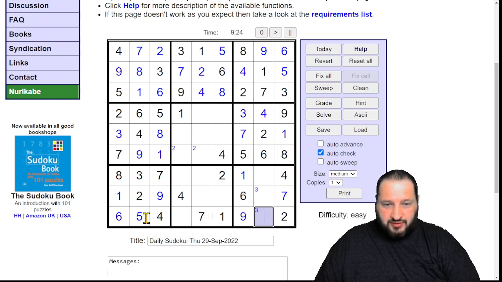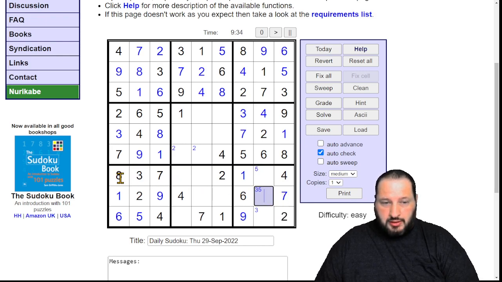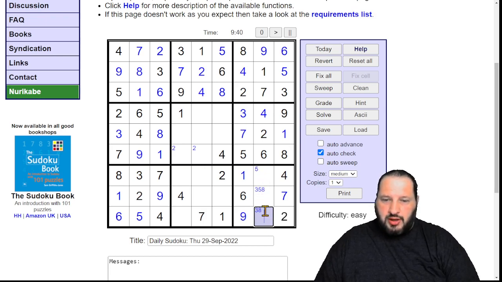And here's a 5 across the bottom, so we can't have a 5 here. So we've got a 5. We've got our 6. We've got our 7. Now we need an 8. Okay, now here is an 8. So this one can be an 8, and this one can be an 8. So the three numbers that we're missing are a 3, a 5, and an 8.